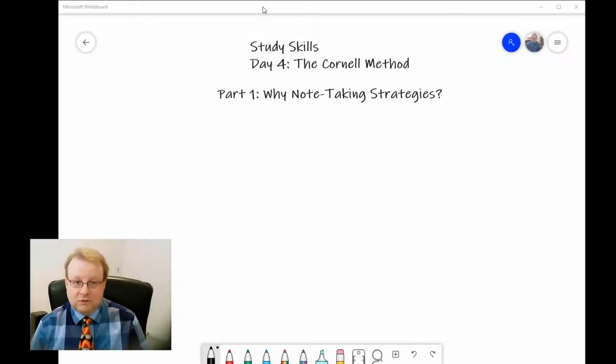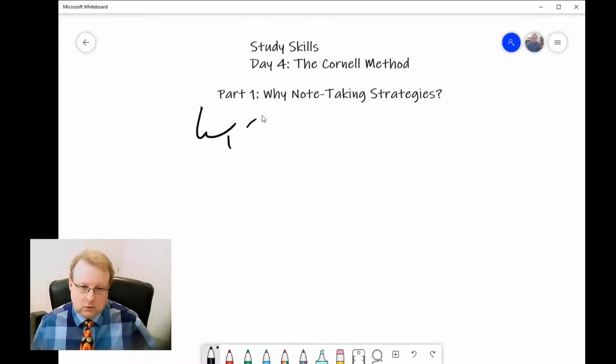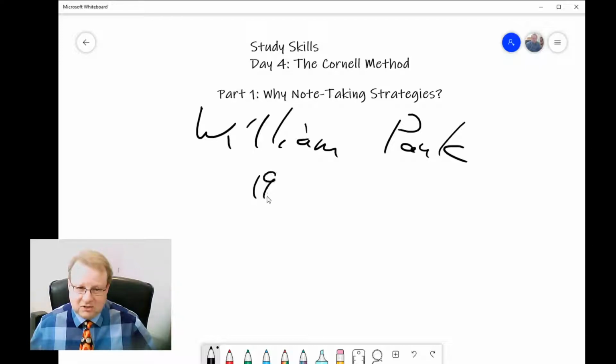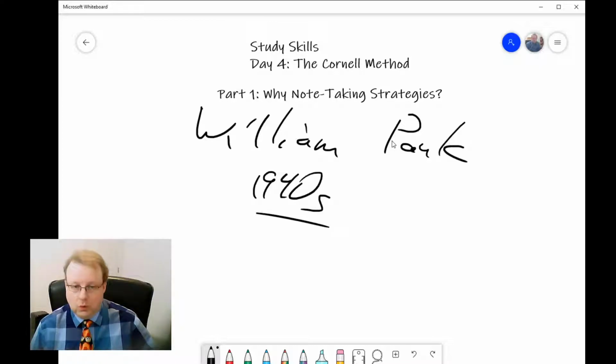So as we move into day 4 of study skills, we are going to take a look at the Cornell method. So this is a note-taking method that has been popular since it was developed by William Polk, who published his book, How to Study in College, back in the 1940s. So it's not exactly new, but it is extremely useful and not as well known as I think it should be.